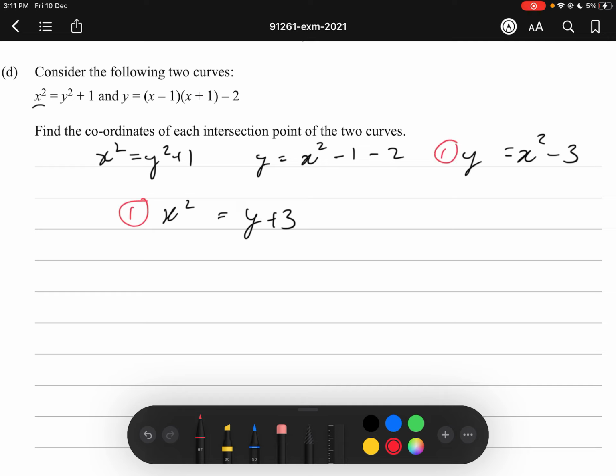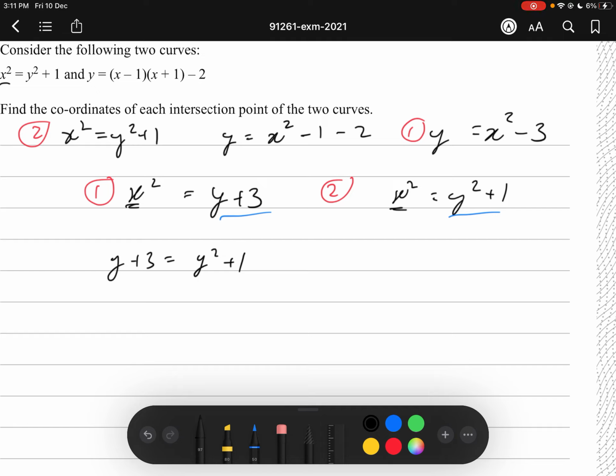And from the other equation, we clearly have x squared equals y squared plus 1. So we have x squared here and we have x squared here. That means that these two must be the same. So we have y plus 3 equals y squared plus 1. And this just becomes a simple quadratic if we make this equation equal to 0. So we have y squared minus y minus 2 equals 0. We can simply factor this as (y minus 2)(y plus 1) equals 0. Therefore, we can clearly see that y equals 2 and y equals negative 1.